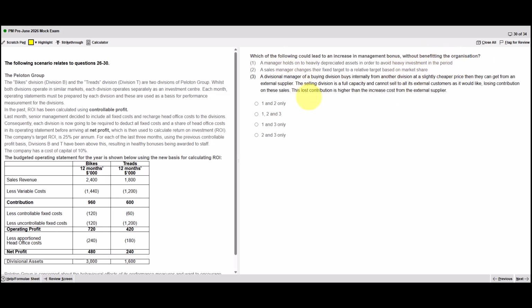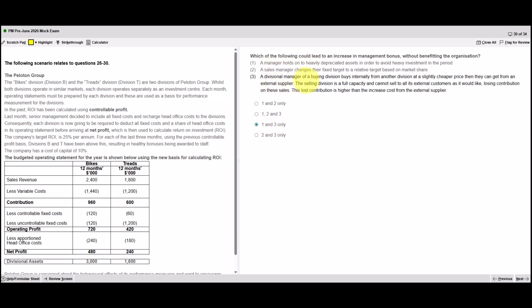it's not benefiting the organisation. 1 is true. 2, a sales manager changes their fixed target to a relative target based on market share. This one's a little bit harder to work out. What we're looking at the top here is dysfunctional behaviour. Changing to a relative target isn't dysfunctional behaviour. It can actually benefit the organisation because it reflects actual market conditions. So we'll reject 2, which means it has to be this one, 1 and 3.